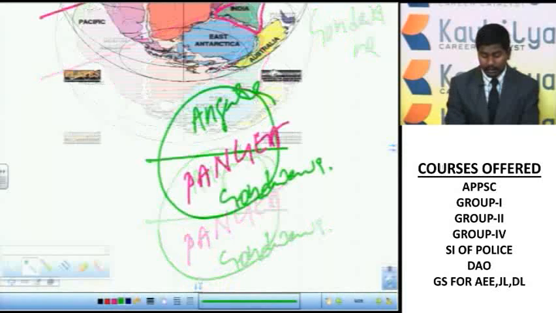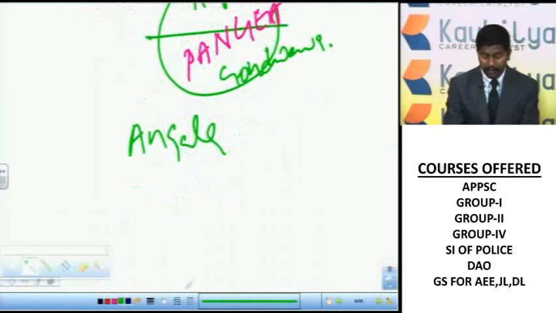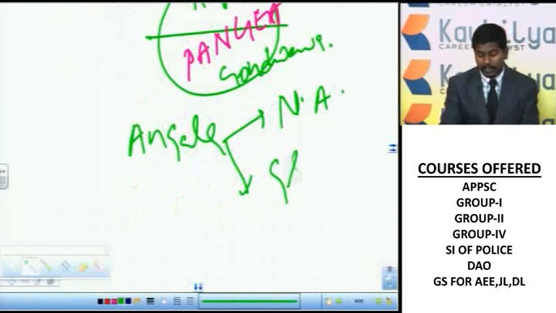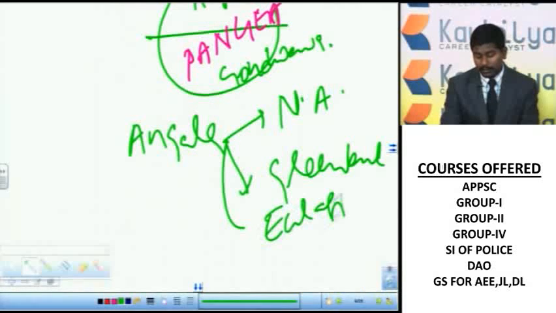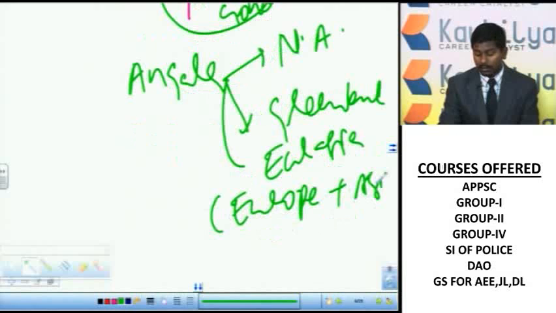Later this Pangaea, or this Angara land, was divided into the present day North America continent, Greenland, and Eurasia, that means Europe plus Asia. So Angara land gave birth to North America, Greenland, and Eurasia, Europe plus Asia.